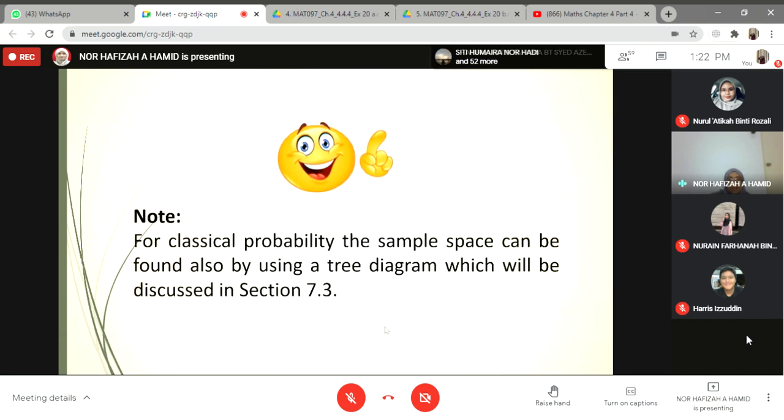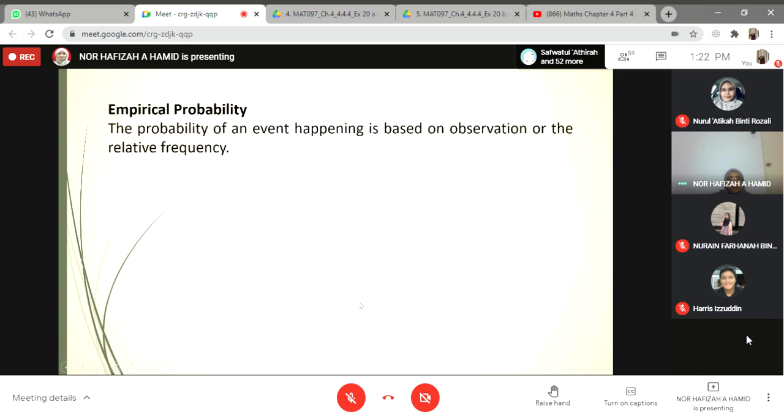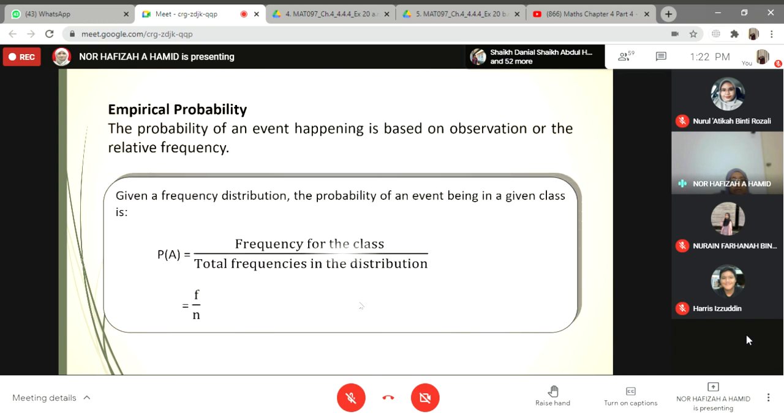So classical probability can be found also by using tree diagram. So this we will go to later in 7.3, using tree diagram. Next, for the second type of probability, we have empirical probability. So empirical is based on observation or the relative frequency. The formula is the frequency for the class over the total frequencies in the distribution.